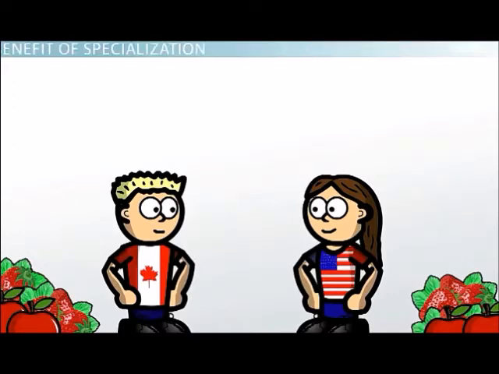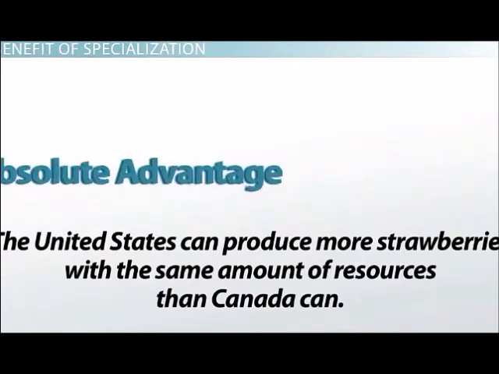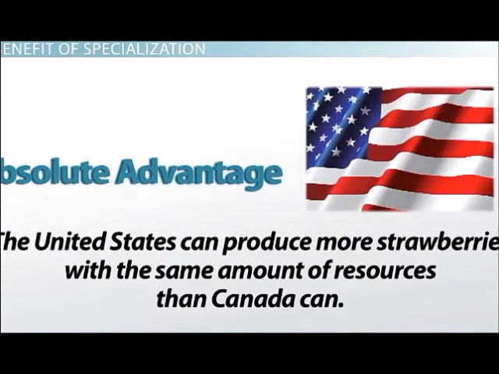For example, let's say that the United States can produce more strawberries with the same amount of resources than Canada can. This means the U.S. has an absolute advantage in the production of strawberries. Now, my first thought about that would be the U.S. should definitely specialize in strawberries because in this example, they're the best at it.